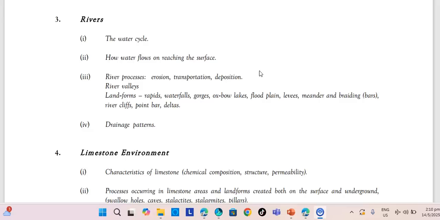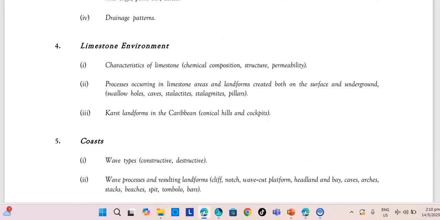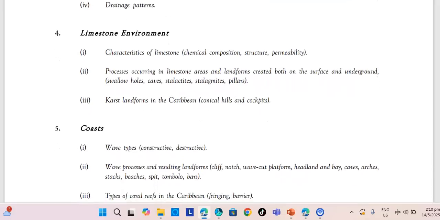All right, so that's it on drainage patterns. Guys, please remember, use your textbook. So as I'm going through the different topics, ensure that you have your textbook or your notebook and you are following. Now we're going to look at limestone environment. We're going to look at the characteristics of limestone, processes occurring in limestone areas, and we're going to look at the karst landforms in the Caribbean.